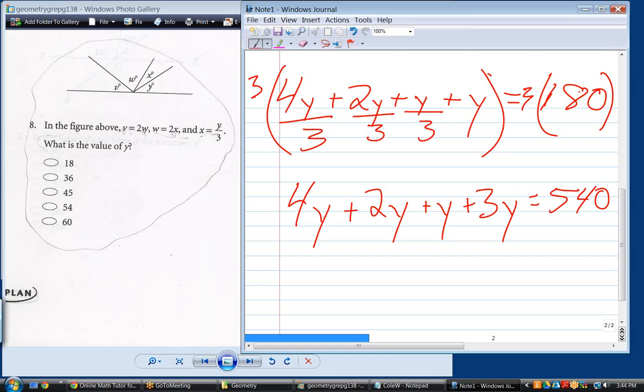How many y's do I have on the left? Add them up. What's 4y plus 2y plus y plus 3y? 10y. 10y equals 540. Y is equal to 54.